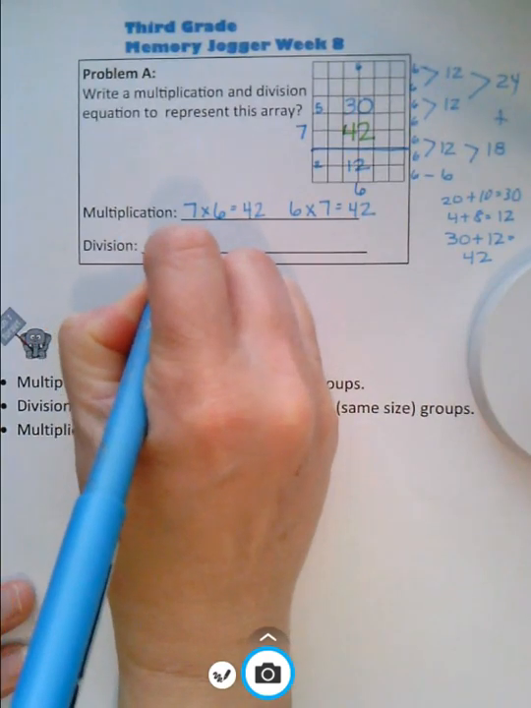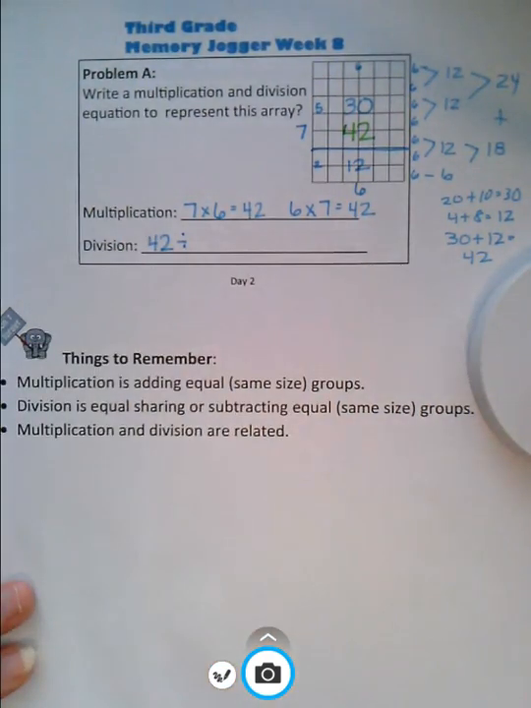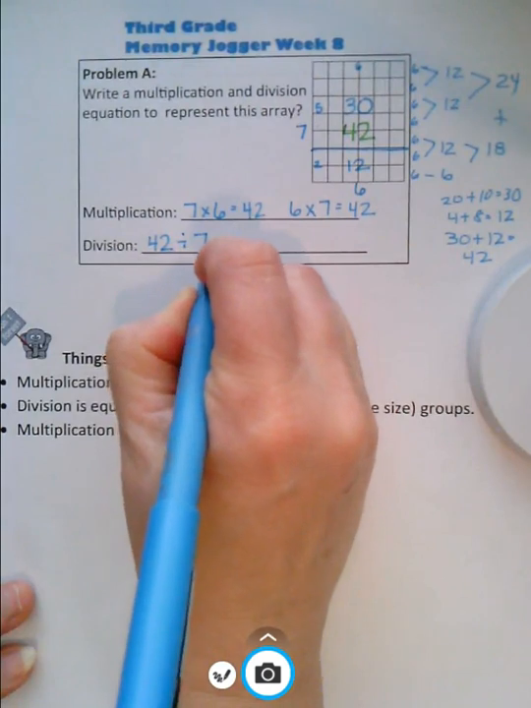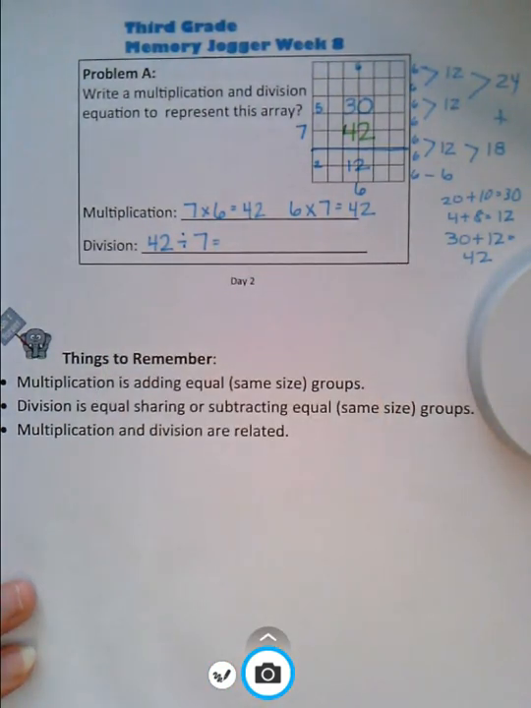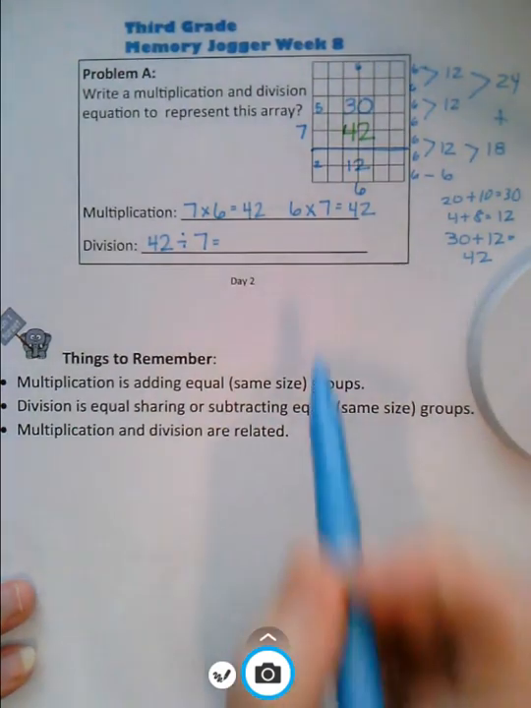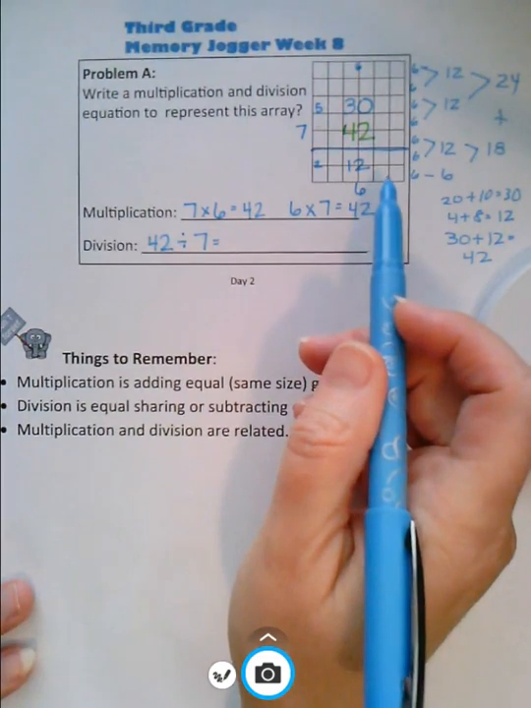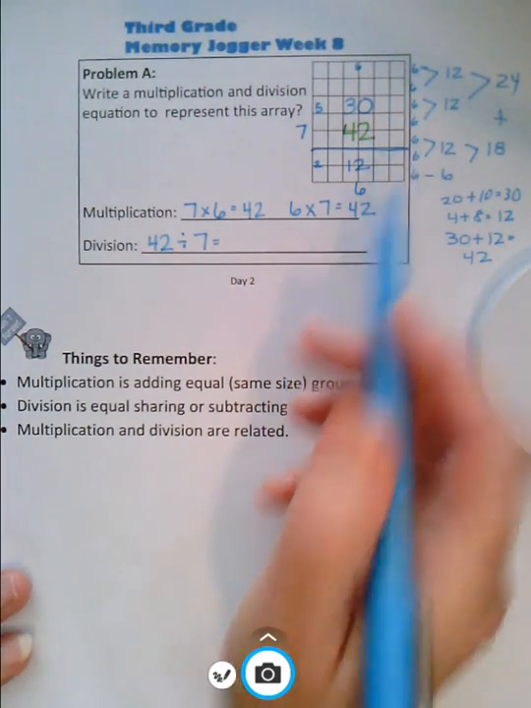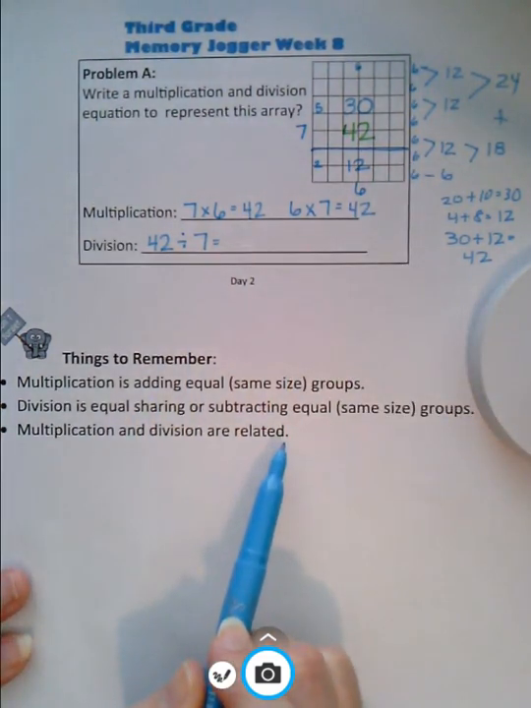So if we start with 42 and we divide by the number of rows, so we're saying there's 42, we're dividing by 7, and we're going to see how many are in each row. We can use the multiplication fact that we've already found. You probably already know the answer to this because multiplication and division are related.